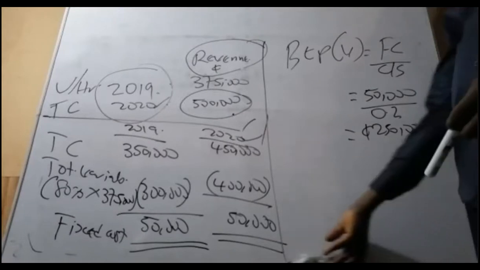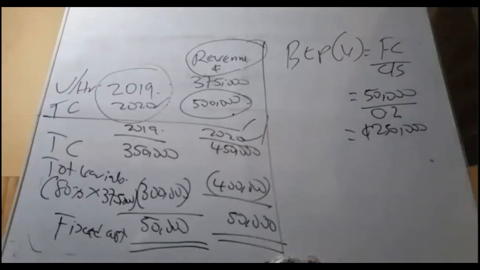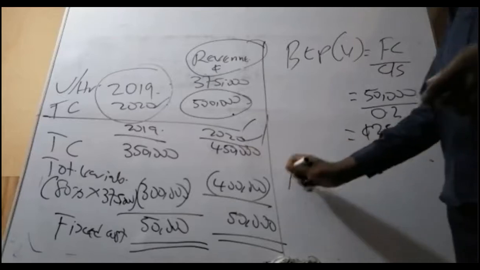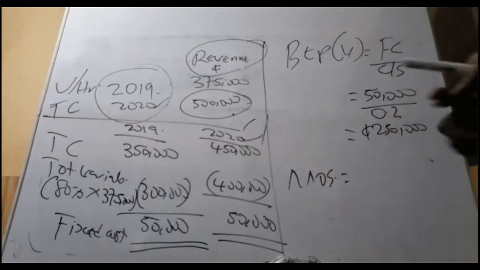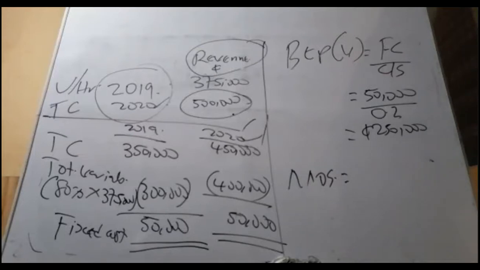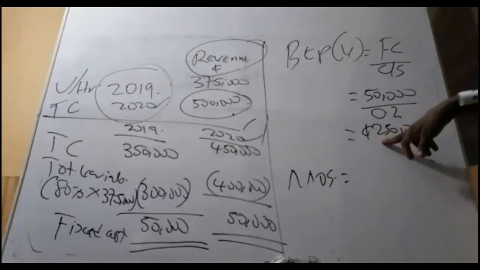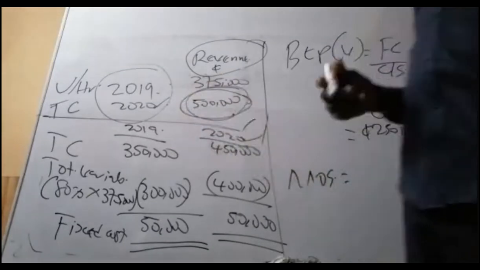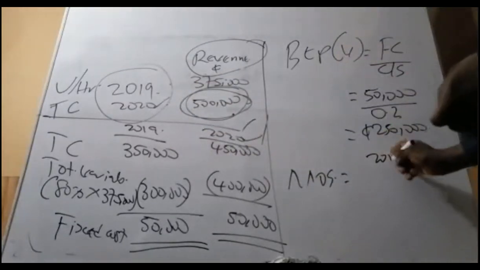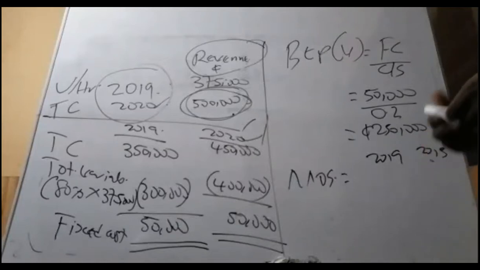Now what again do they ask? They ask for margin of safety, right? They say we should find the margin of safety. You can only find it in value and as a percentage. So this is the break-even sales value, and this is the budgeted revenue. You can take it from any angle. Here we have 2019 and 2020.